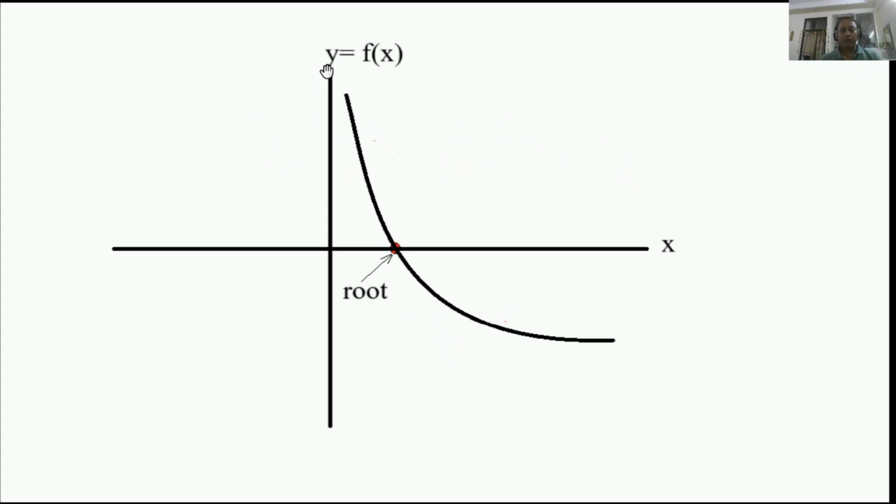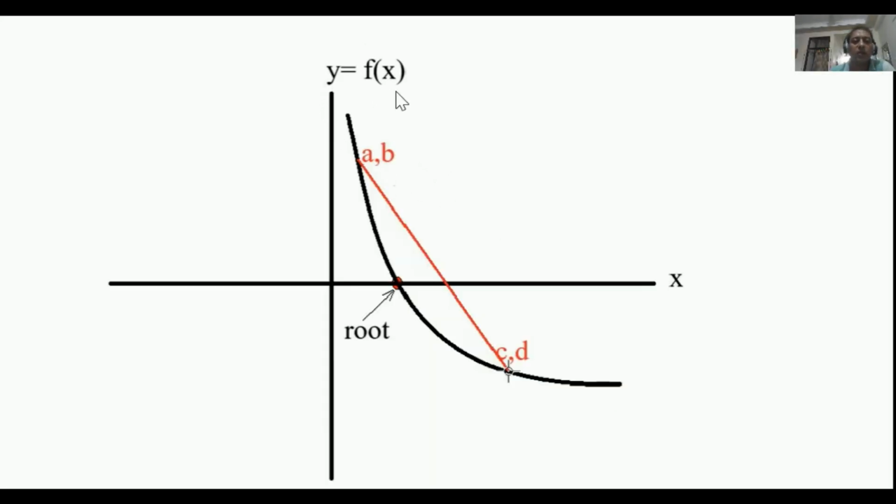For example, suppose there is a function y equals f(x). This is the y-axis, this is the x-axis, and this is the curve of that function y equals f(x). We know that the root is the point where y becomes 0. In case we cannot find the root by other methods, we go toward numerical methods, and one of them is the Regula Falsi method. Before understanding this, we will see an animation to learn the principle of the Regula Falsi method.